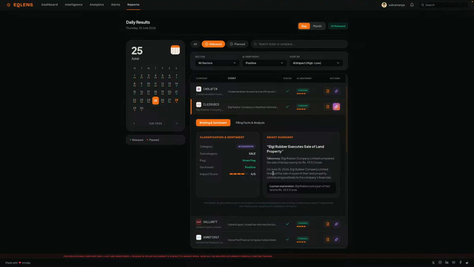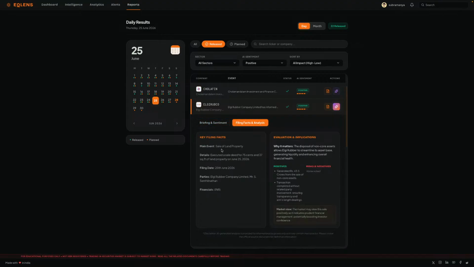Okay, it sold the property. Maybe they wanted operational money, that's why, or money for something else. So what have they sold? The disposal of non-core assets allows Rubber to streamline its asset base, generating liquidity and enhancing overall financial health. Alright, generating 43.5 crores from the sale of non-core assets, transaction completed without related party involvement, ensuring transparency and arm's length dealings. The market may view these sales positively as it indicates.